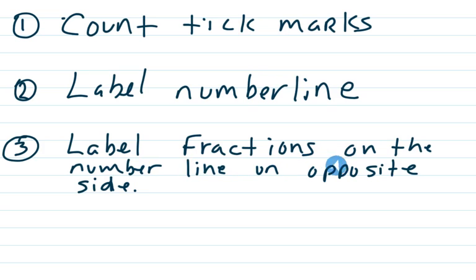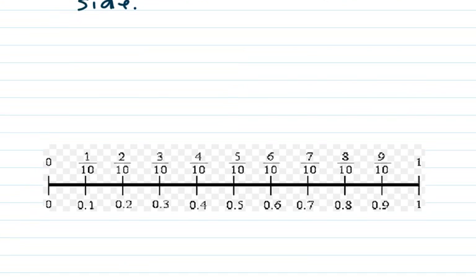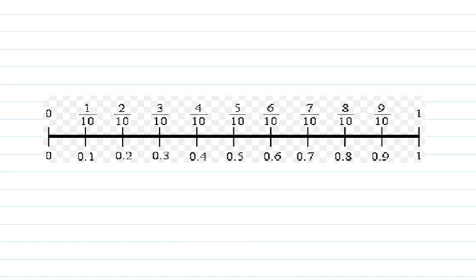You want to label the fractions on the number line on the opposite side. So on one side you're going to put the decimals. On the opposite side of the number line you're going to put the fractions that match with it, because we're talking about tenths. So we know that our denominator is already going to be 10. And this is what, when you label a decimal number line, it should look like. Pretty much just like this. Make sure you scribe that down in your notebook so you know exactly what you're looking at and exactly what you're talking about.